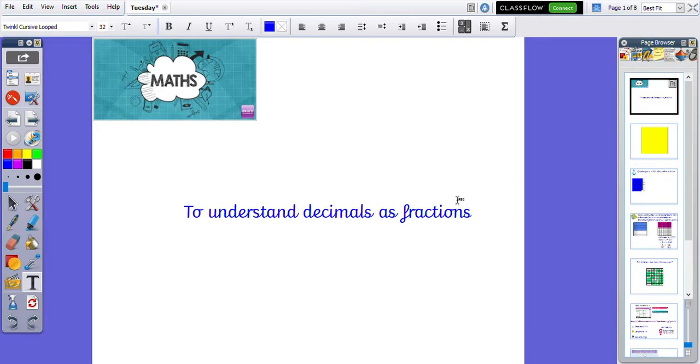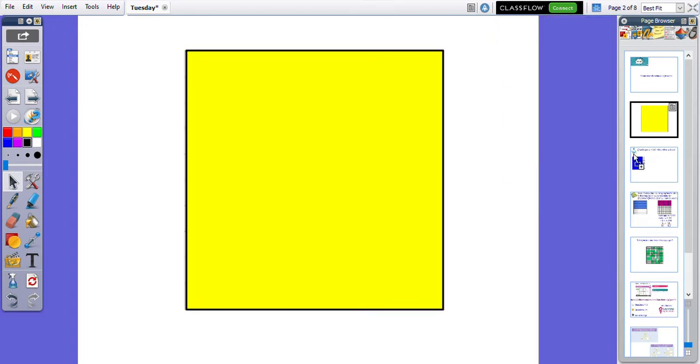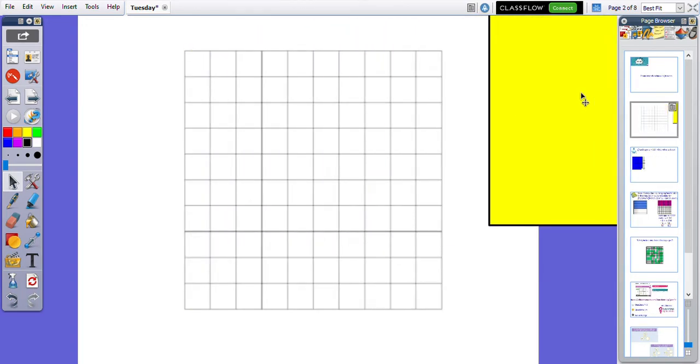Today we're going to be thinking about decimals as fractions. We began to cover this in class before we left school, so today is almost just a quick recap to get your mind back into doing decimals. So, as we know, 100 square is equal to 1 whole, okay? So 100 square equals 1.